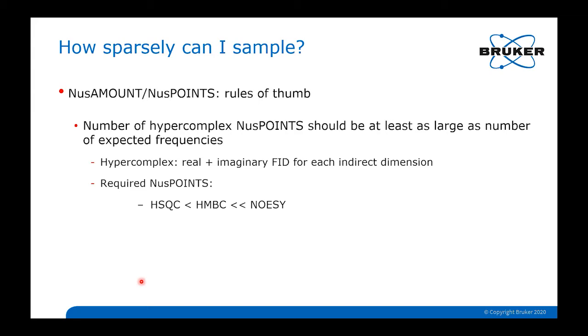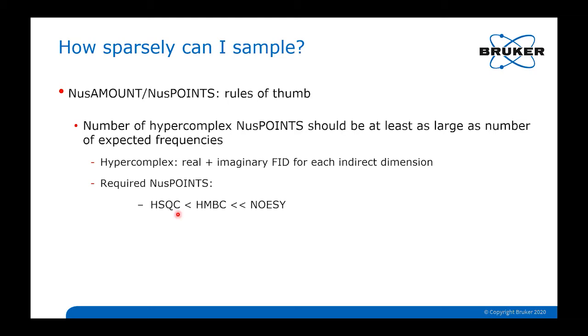Again, one of the rules of thumb, as I just mentioned, is that the number of NUS points should be at least as large as the number of expected frequencies. And here I have the word hypercomplex NUS points. What that means for a 2D experiment is a complex pair of real plus imaginary FID. For a 3D experiment, it would be 4 FIDs, real and imaginary in each of the indirect dimensions. And the number of NUS points acquired should be on the order of the number of correlations expected, so depending on the experiment we're doing, we're going to need a different number of points acquired.